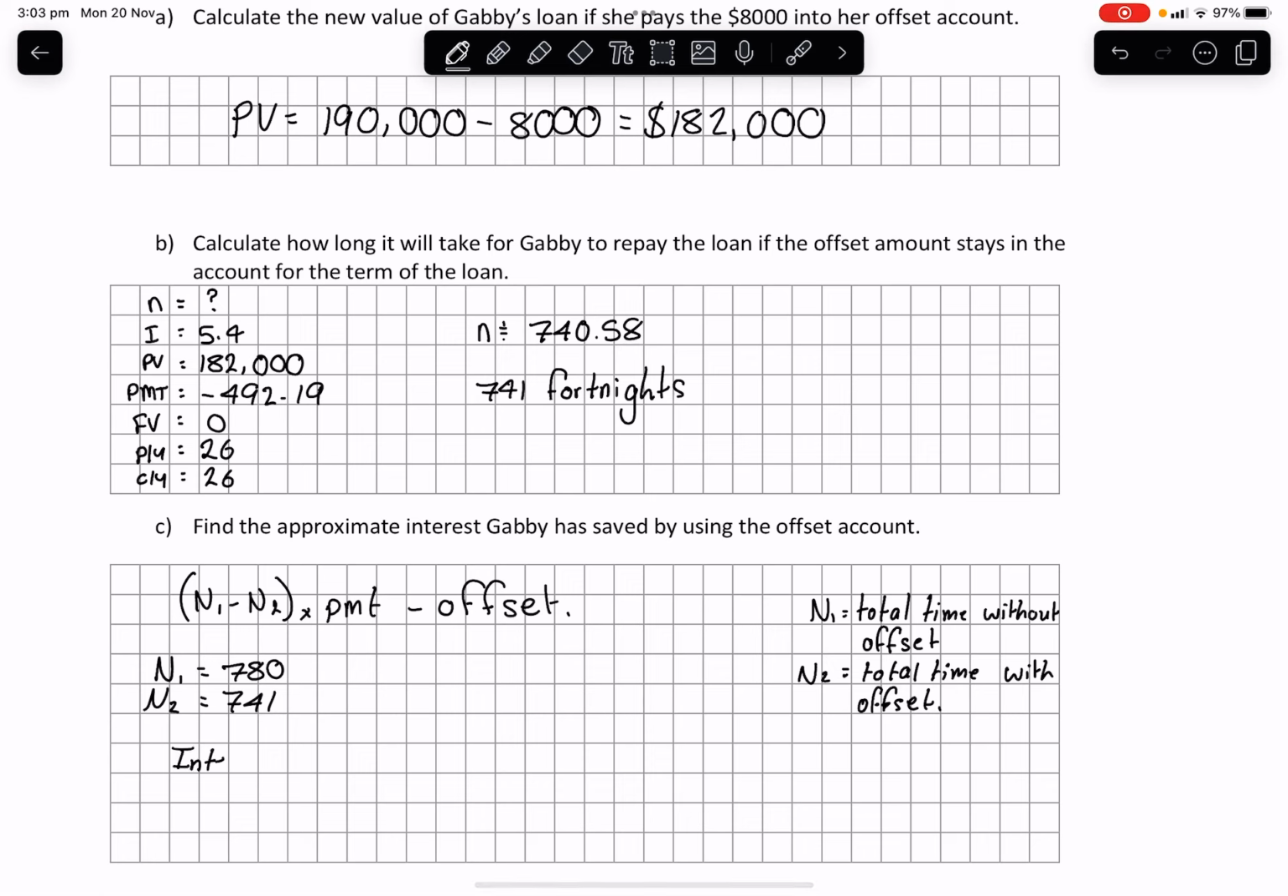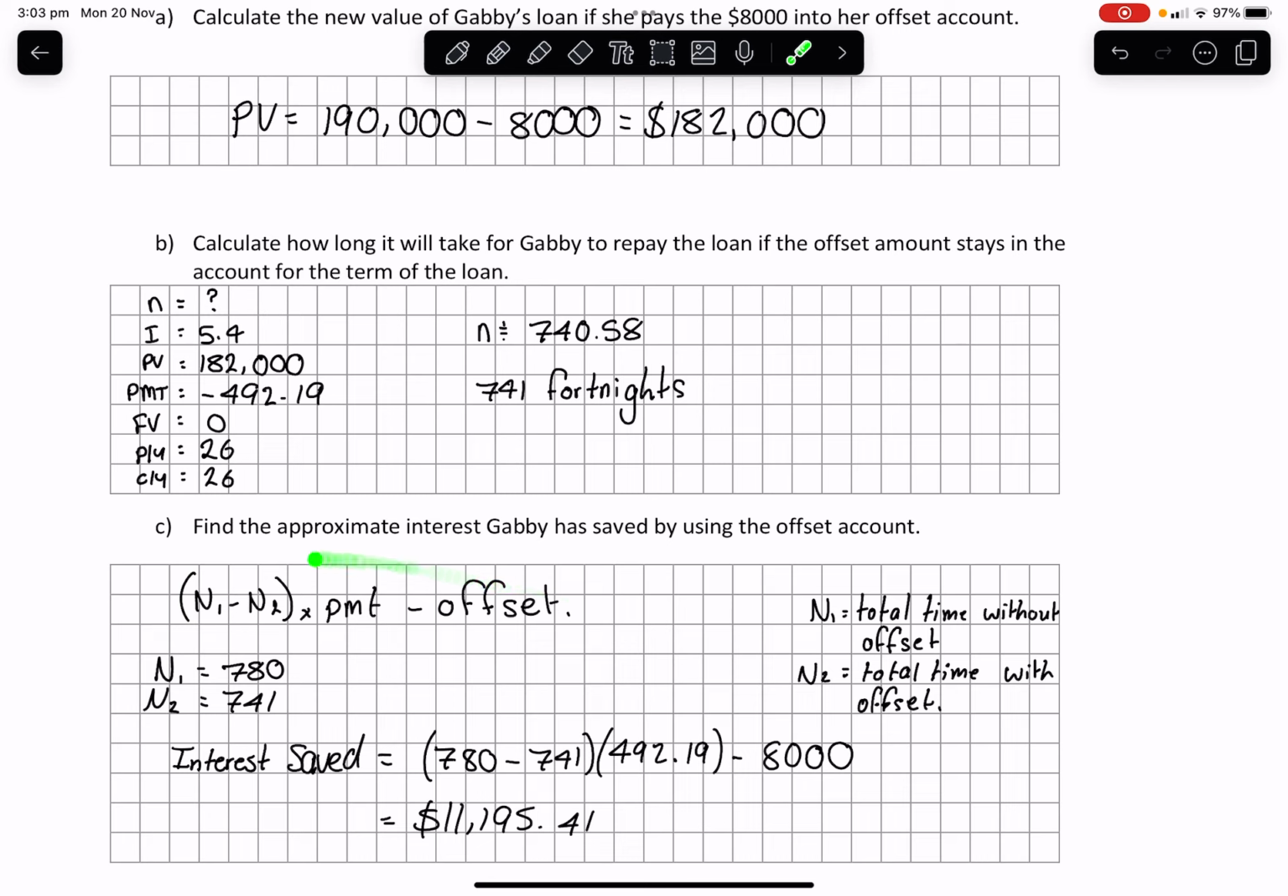So interest saved, and we just plug this into our calculator. N1 was 780, so 780 minus 741 times by 492.19 minus that $8,000 on top, and we end up saving $11,195.41. Now this little formula is super useful, and I'll show you the differences as we keep going through these different examples, but it's one that you should commit to memory.